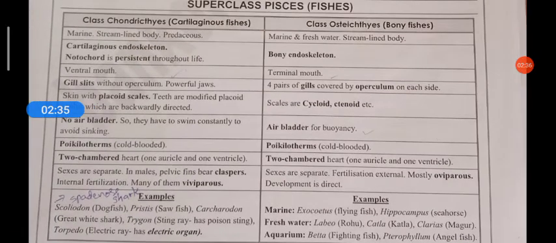Next one is skin with placoid scales. Here, cycloid scales are present, and they can be modified into placoid scales, which are backwardly directed scales.